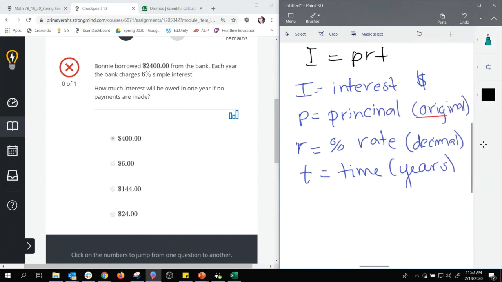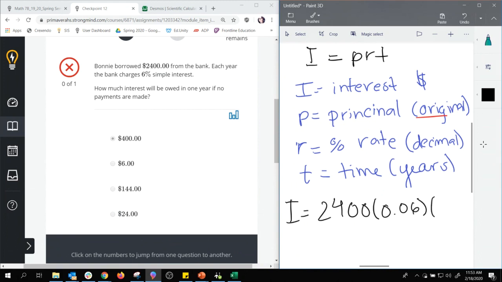All right, so she borrowed $2,400. That would be my P, right? P is the original amount. How much is the interest rate as a decimal? 6% as a decimal would give me 0.06. Don't forget the extra zero in there, Chelsea. 0.06. It's okay, you're fine. Just make sure you double check it before you type it into Desmos or something.